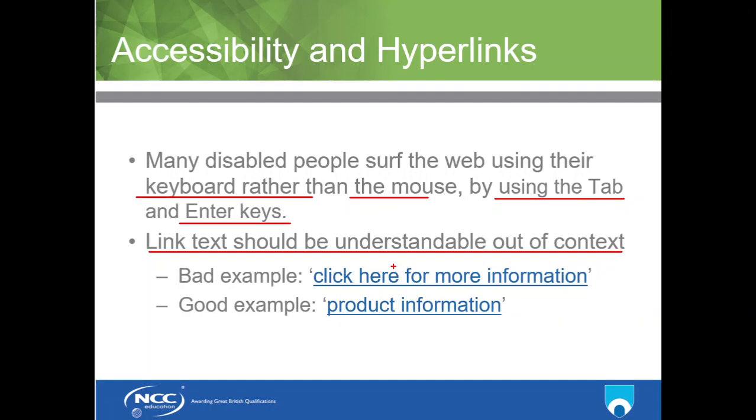A bad example is when you write, "click here for more information." A good example is when they can make sense out of that link from the word go. So they see "product information." I need to know about the product information. So they press the tab, then it gets them there, and they press enter to click it.